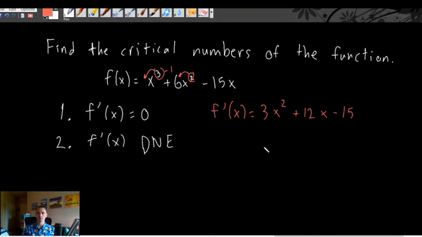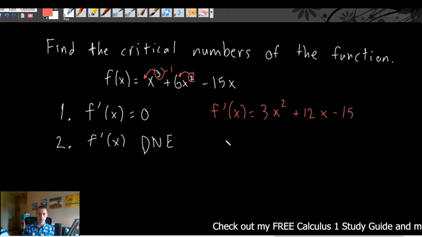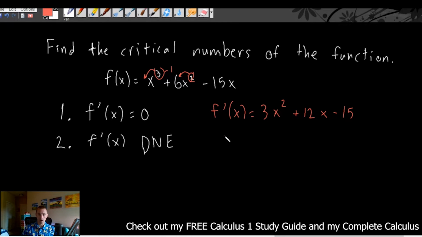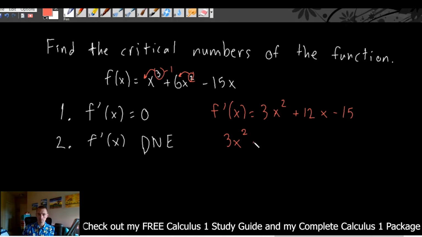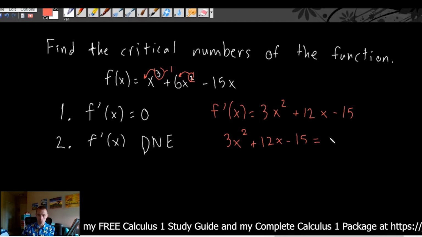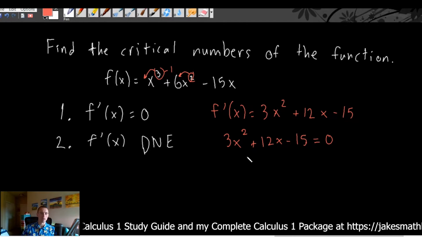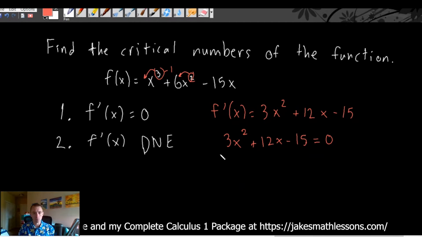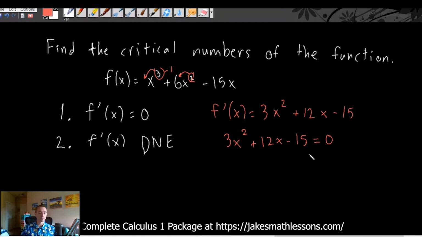So here's f prime of x. Here's our derivative. So let's think about each of these two conditions where critical numbers could arise. First place is going to be where f prime of x equals 0. So if we take our f prime of x and see where it equals 0, that should tell us where our critical numbers are. Okay. The other place would be where f prime of x does not exist.